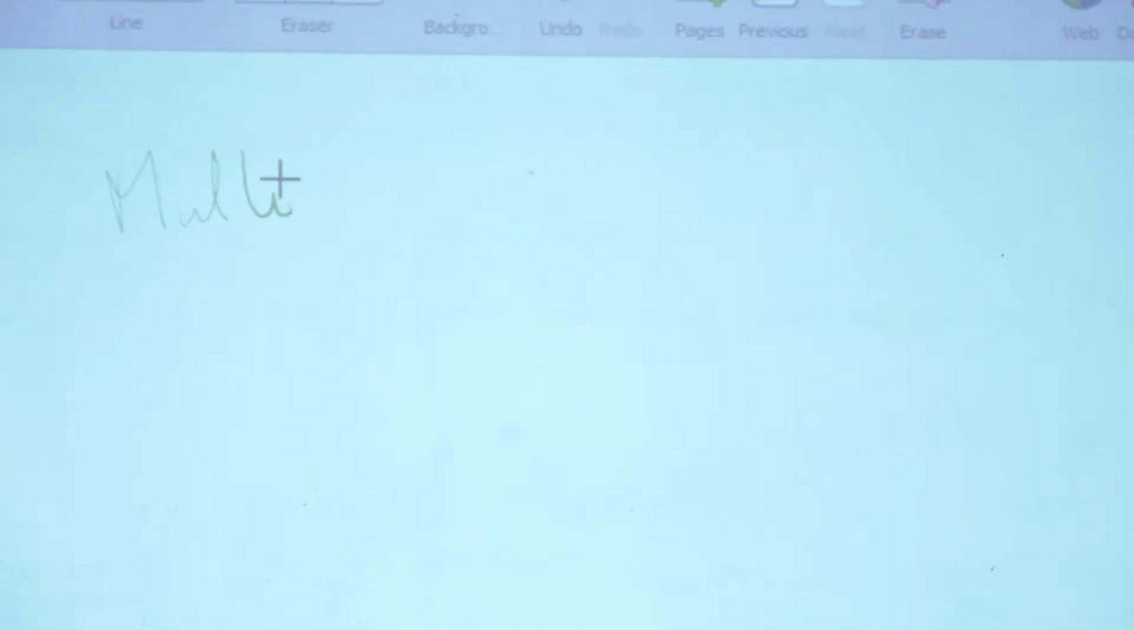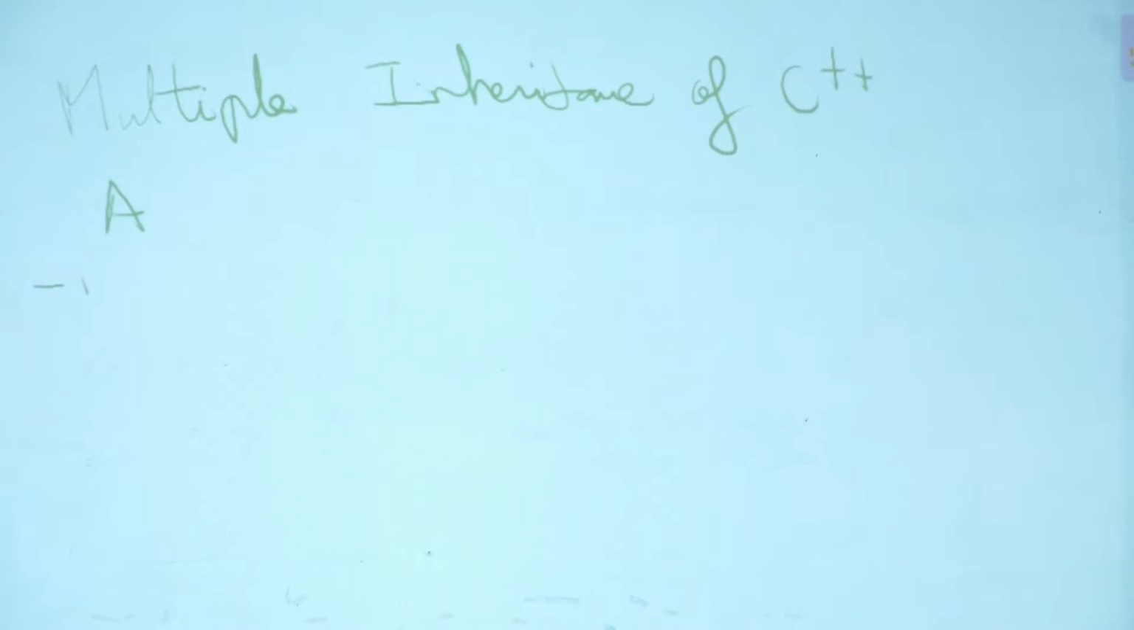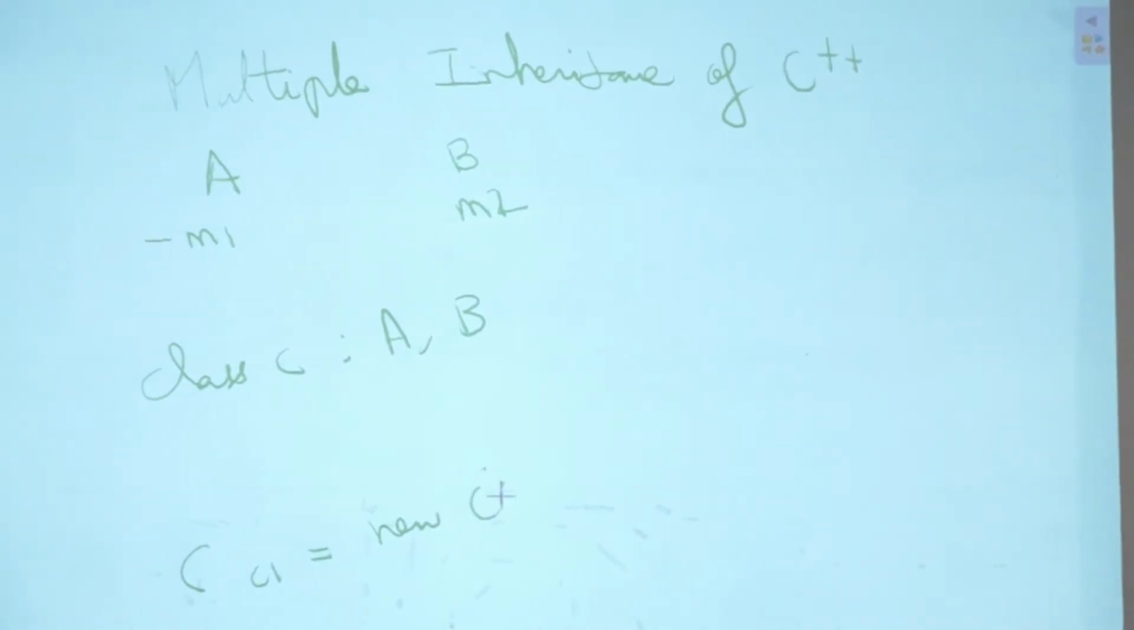Okay. Now, I am going to compare, okay, I will compare multiple inheritance of C++. Let us just comment on multiple inheritance of C++. Let's say there is a class A, there is a method M1, there is a class B, there is a method M1, there is a class C which derives from A and B. Okay, let's say this is M2. For the time being, let's say this is M2. Then in C, if I create an object of class C, C1 is equal to new C.